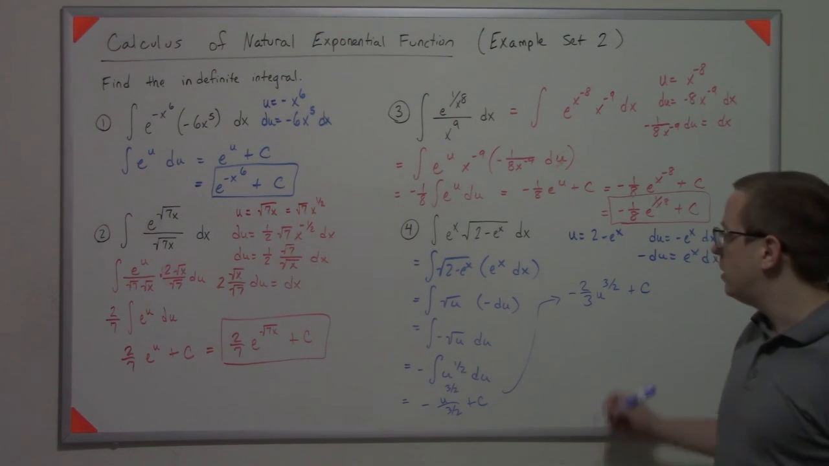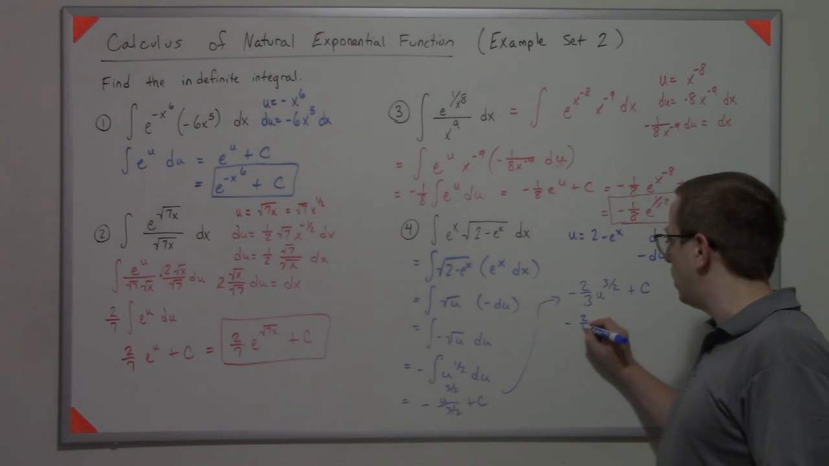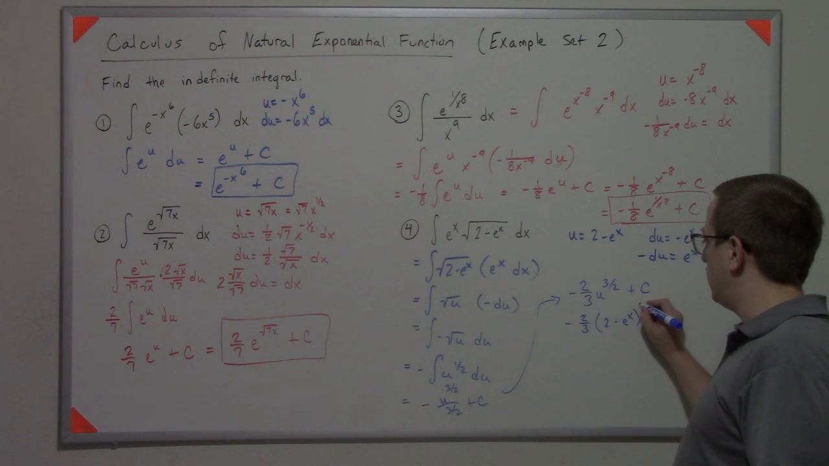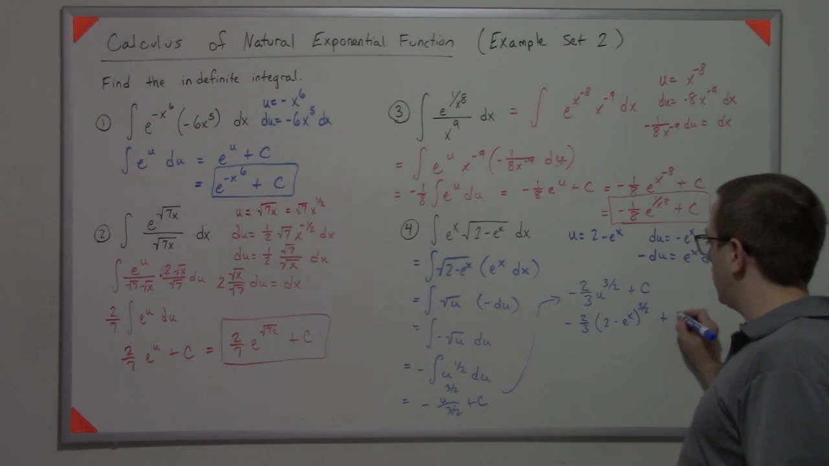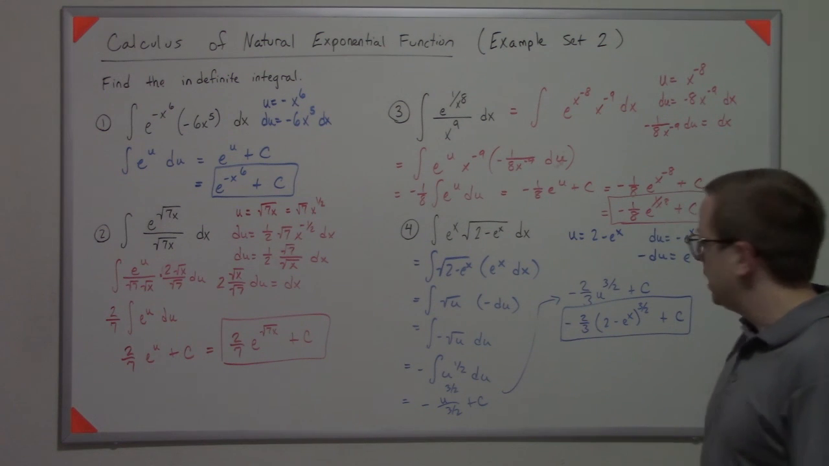Okay, great. And we started in x's, so we need to finish in x's. So negative 2/3, 2 minus e to the x, to the 3/2 plus c. Easy peasy.